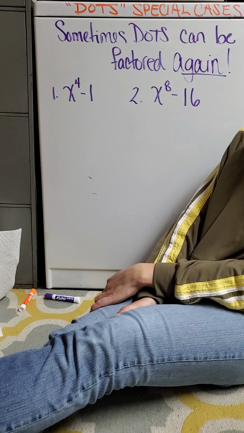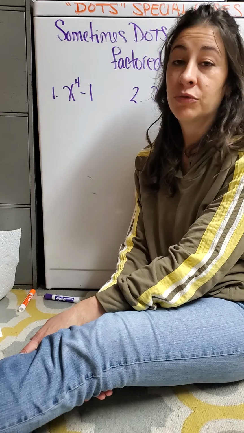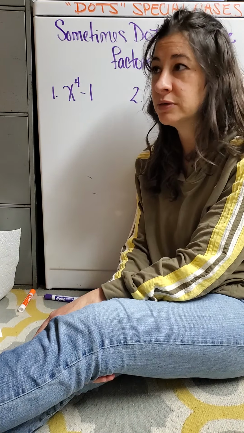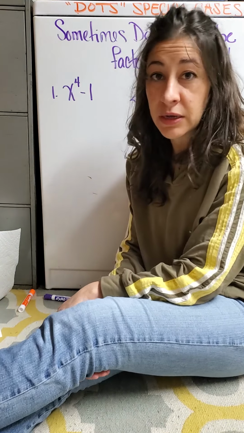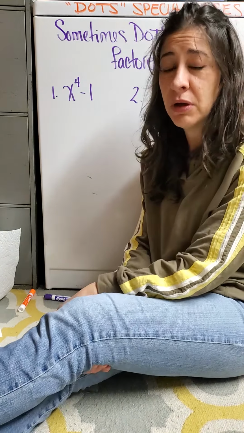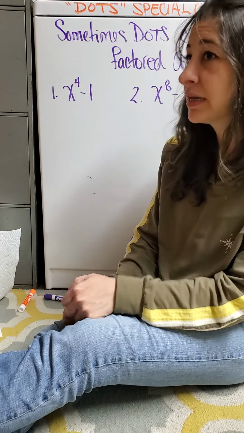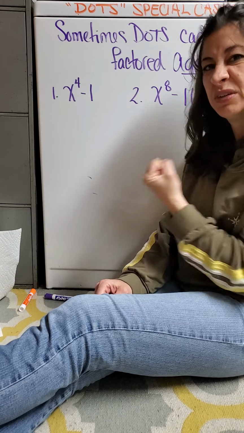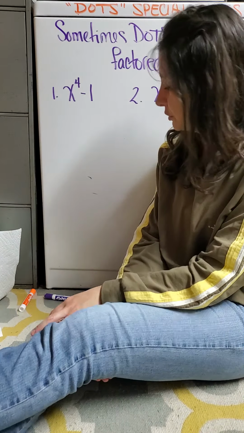Special cases. So you did dots the other day with Mrs. Van Rossum. So dots is difference of two squares, and you make a double bubble with different signs and that whole jazz. And it's pretty simple, I think. But the trick is sometimes dots can be factored again. Yeah, that's right. Sometimes there's more left to do. So I'm here to show you some of those special cases.